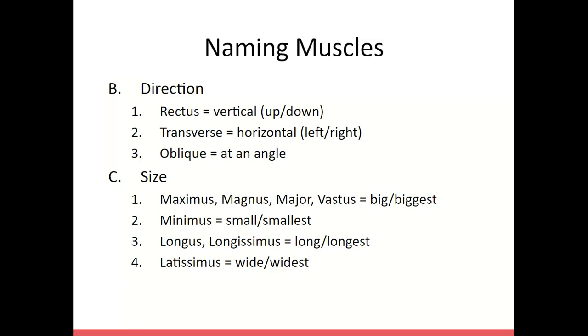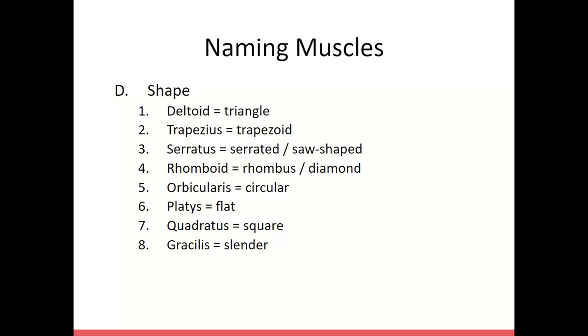When we look at size, we get these Latin words like maximus, magnus, major, vastus, which all mean big or biggest. So they're telling you it's a large muscle. Minimus would mean it's small or the smallest muscle. Longus means long and longissimus means longest. And then latissimus means wide, like latitude. It's like a wide area.